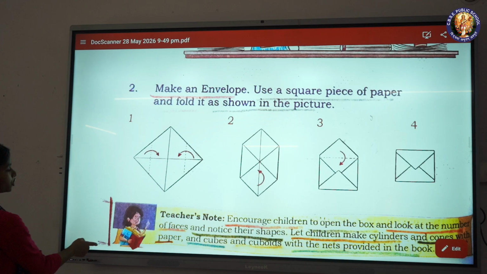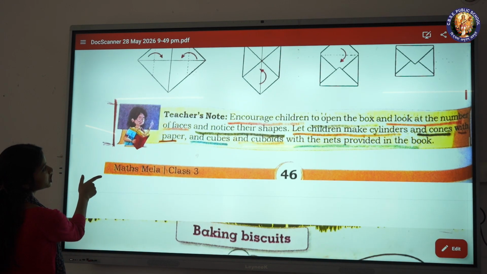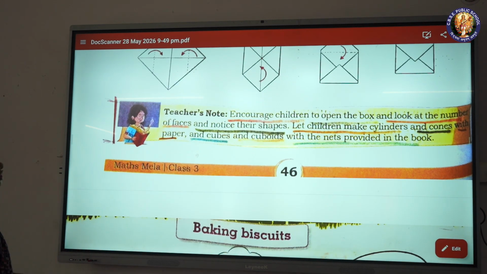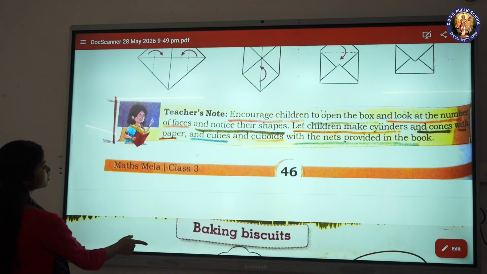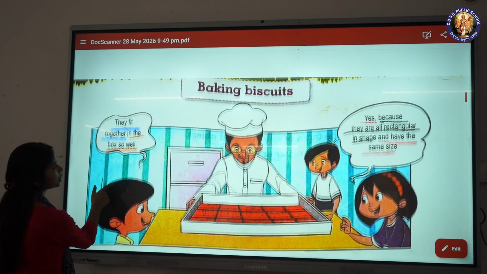Teacher's note. Encourage children to open the box and look at the number of faces and notice their shapes. Let children make cylinders and cones with papers and cubes and cuboids with the nets provided in the book.